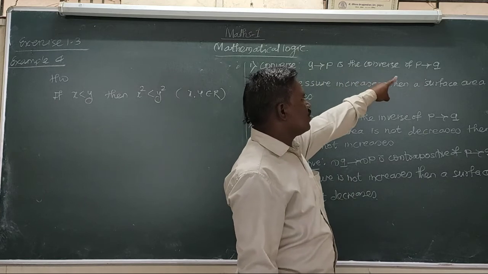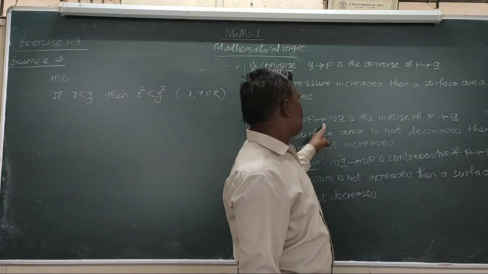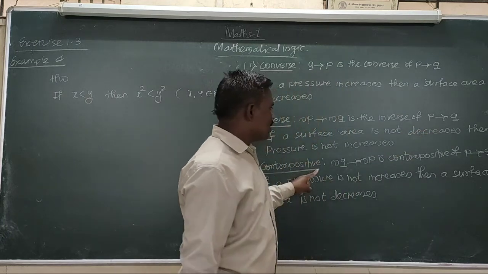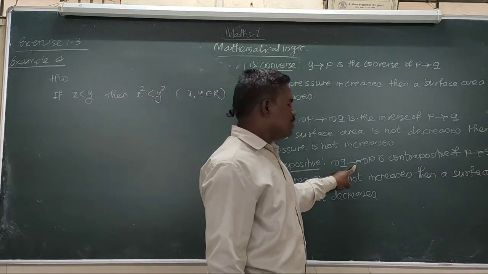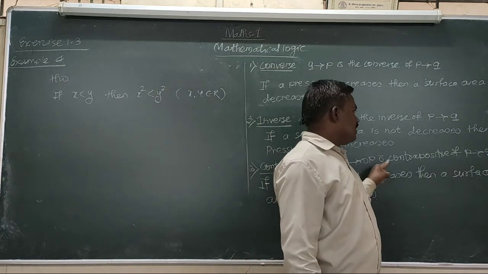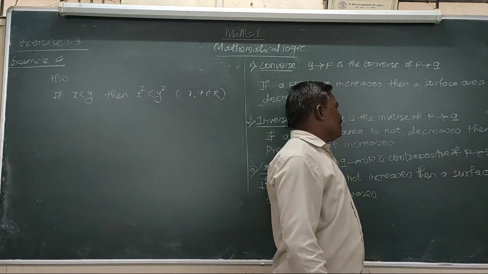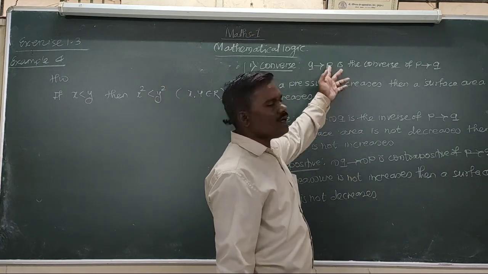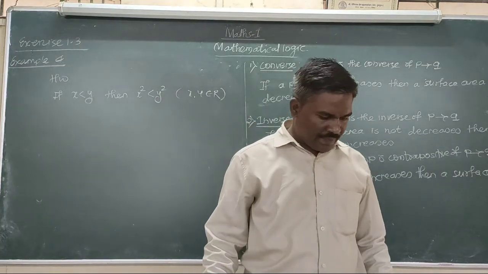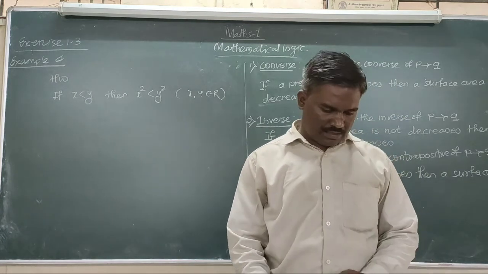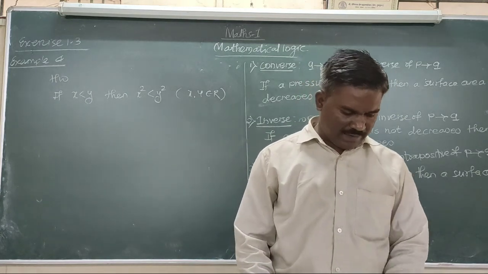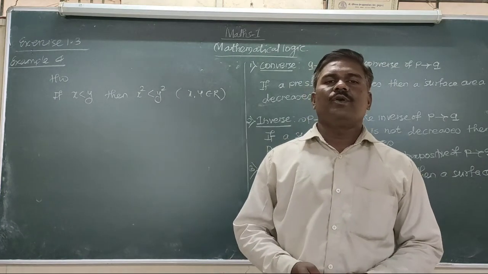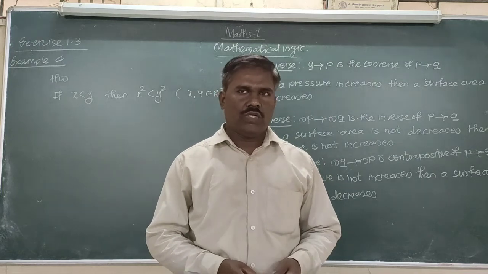Remember the definitions. Q implies P is the converse of P implies Q. Negation of P implies negation of Q is the inverse of P implies Q. And the contrapositive is negation of Q implies negation of P, the contrapositive of P implies Q. That is the inverse, contrapositive and converse. Here we complete exercise 1.3. In the next lecture we will learn about some important results in logic. Okay, thank you.